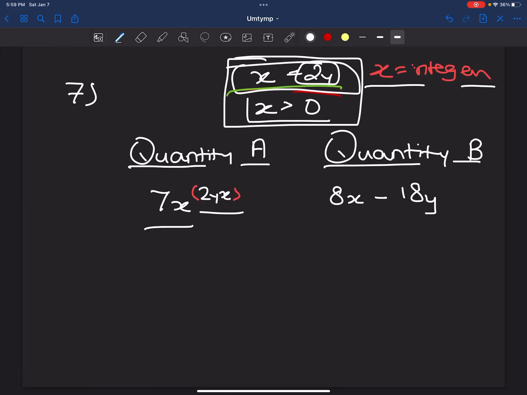So, moving on. This one looks kind of messy, but the idea is x is equal to 2y, and we're also given that x is a positive integer. Our quantity A is 7x to the power of 2yx, and then our quantity B is 8x minus 18y. The best way to figure out the answer is by taking each of these separately.